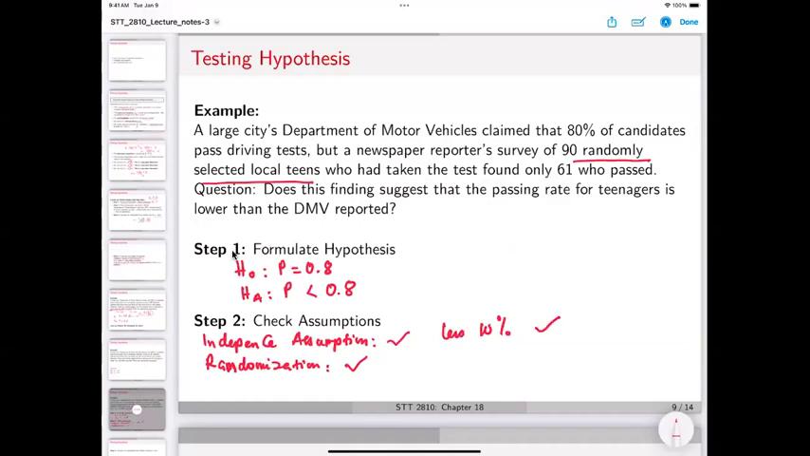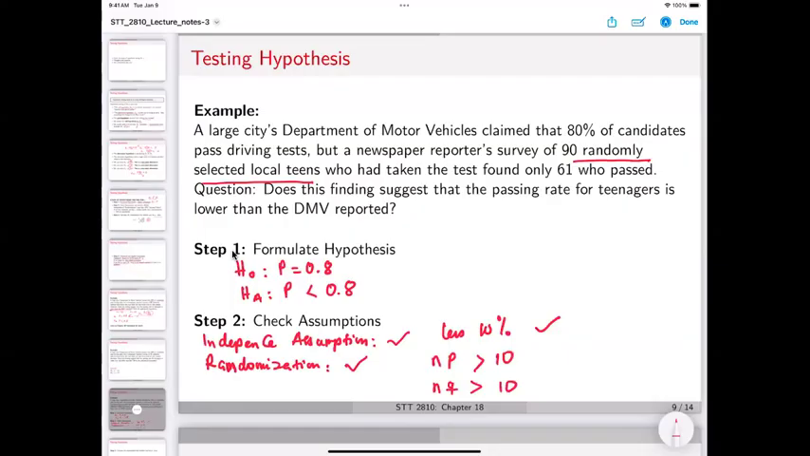The last one is the success or failure condition. What does the success or failure condition say? It says that n times p should be greater than 10, and then n times q should also be greater than 10. Is that okay?